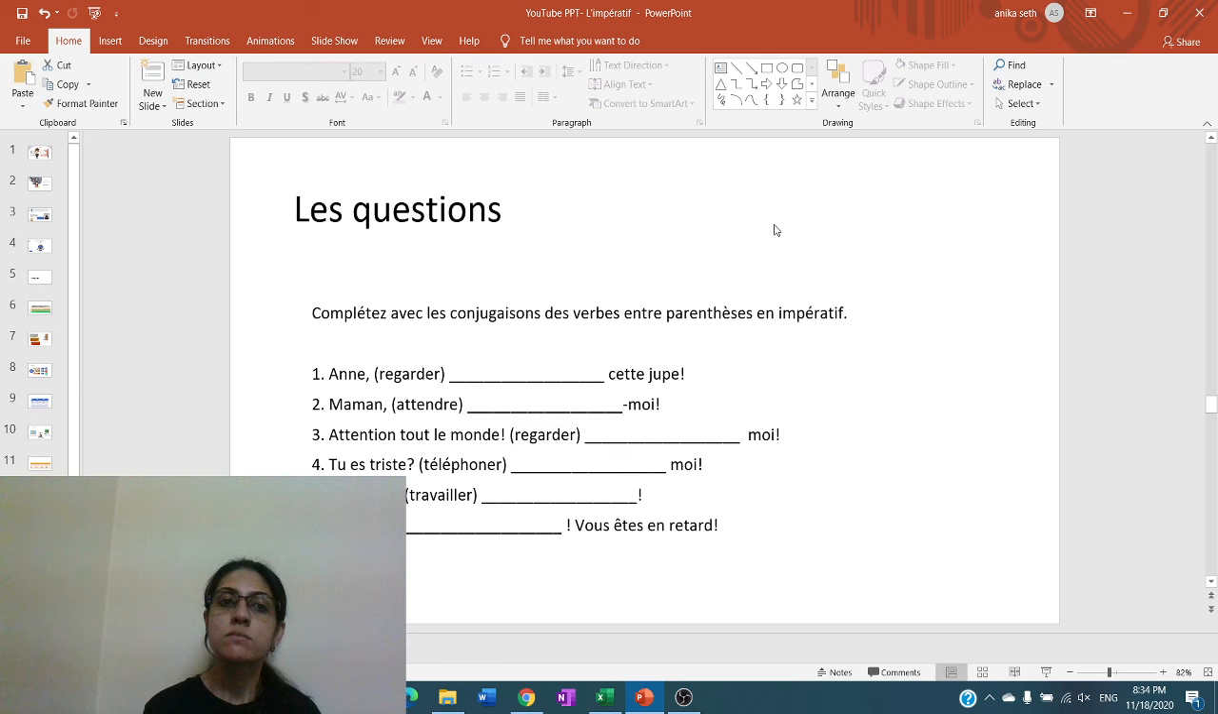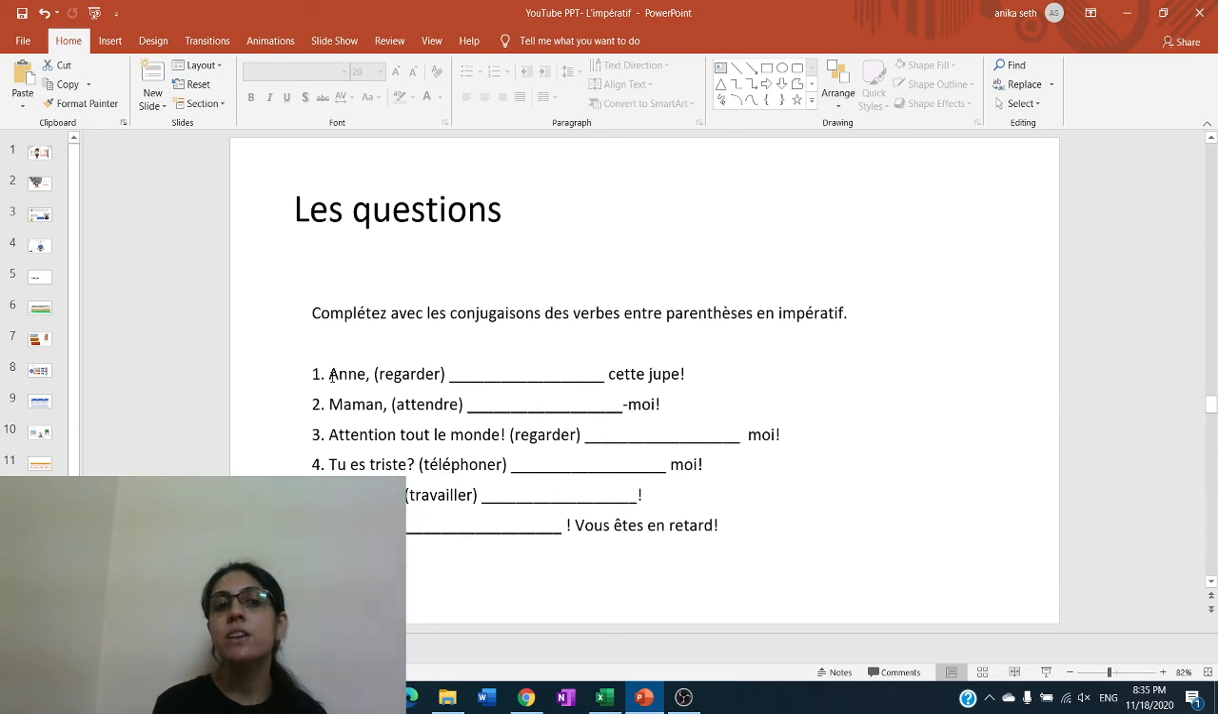Complétez avec les conjugaisons des verbes entre parenthèses en impératif. So first is Anne, regardez cette jupe. Over here the verb regarder needs to be put in the imperative form. Now how to decide in which form we are going to use the verb: tu, nous or vous. See over here, the name is given.